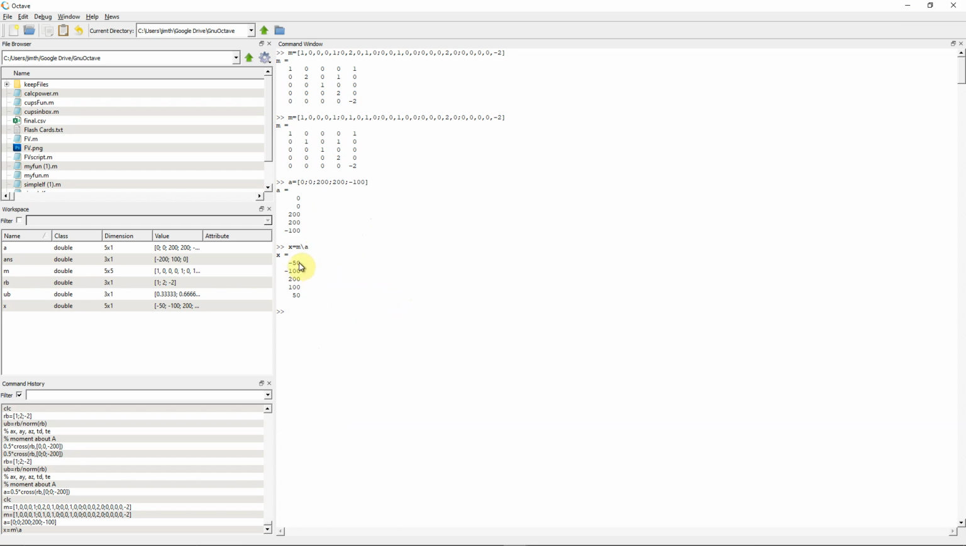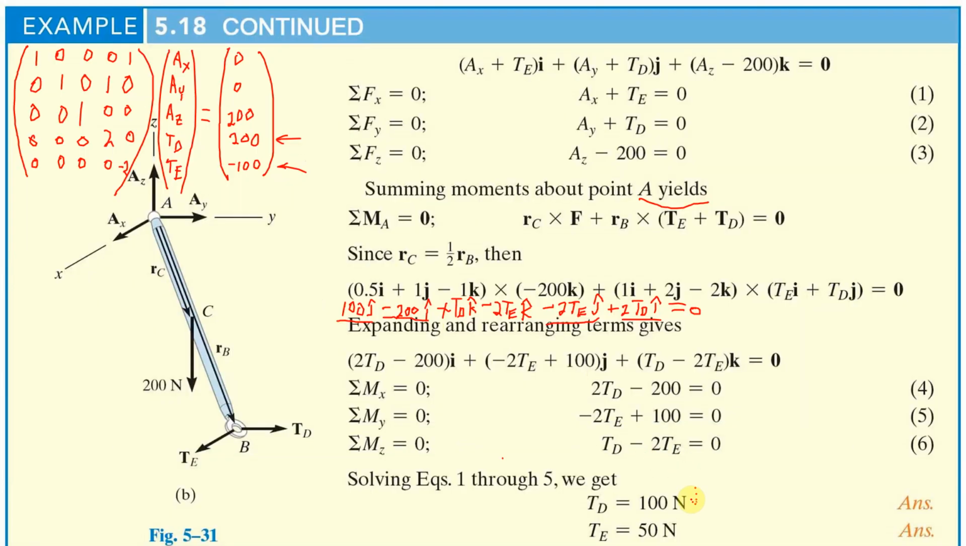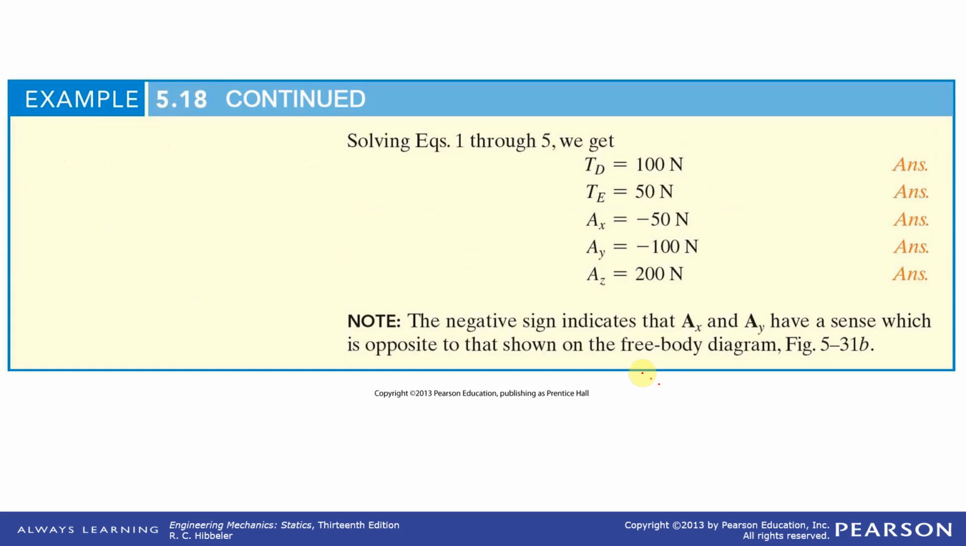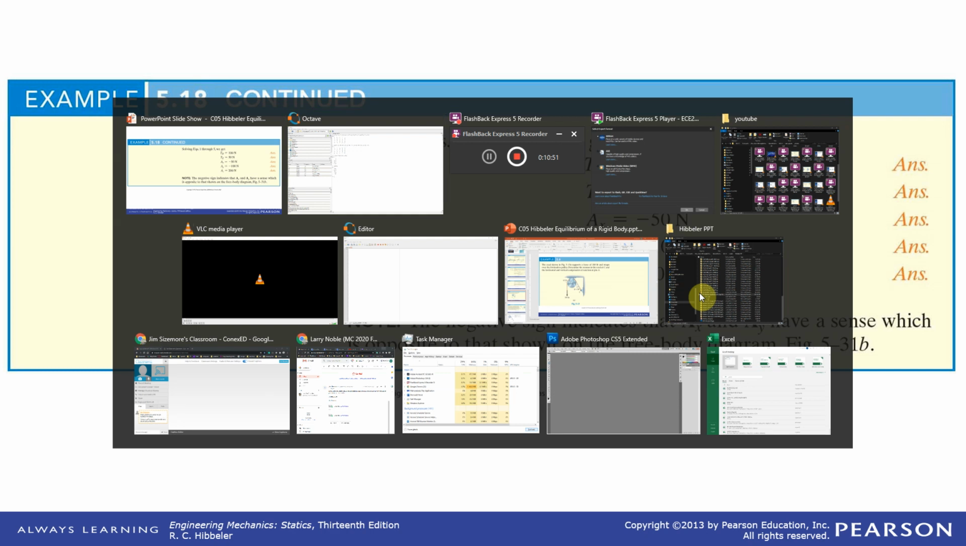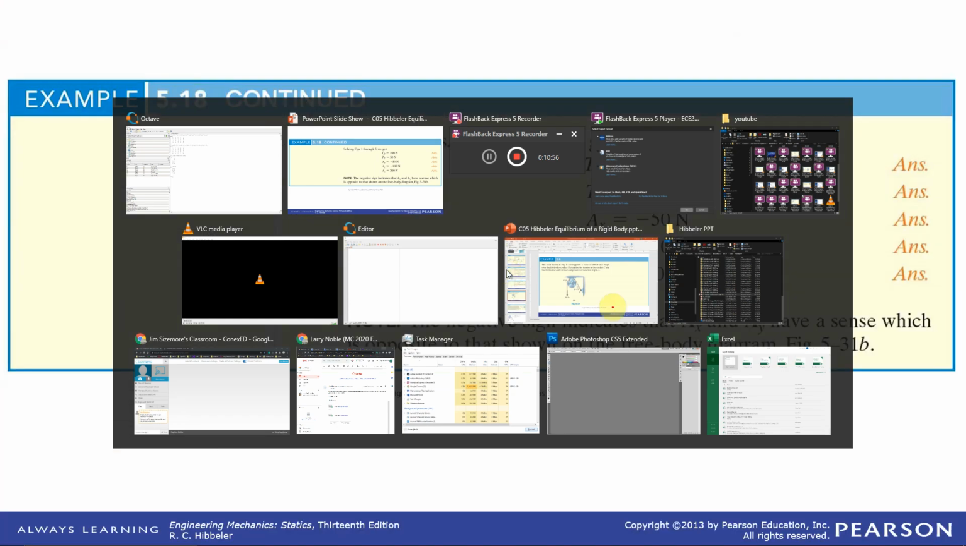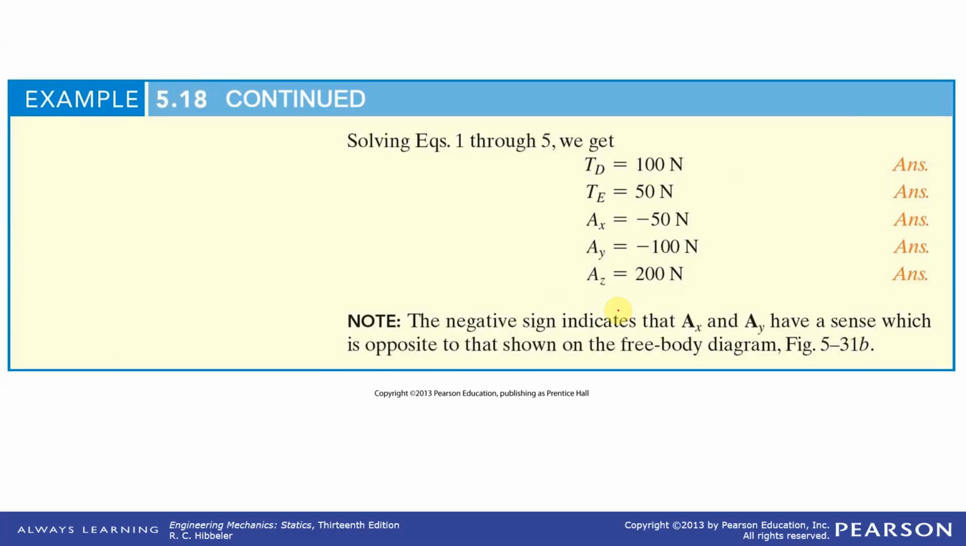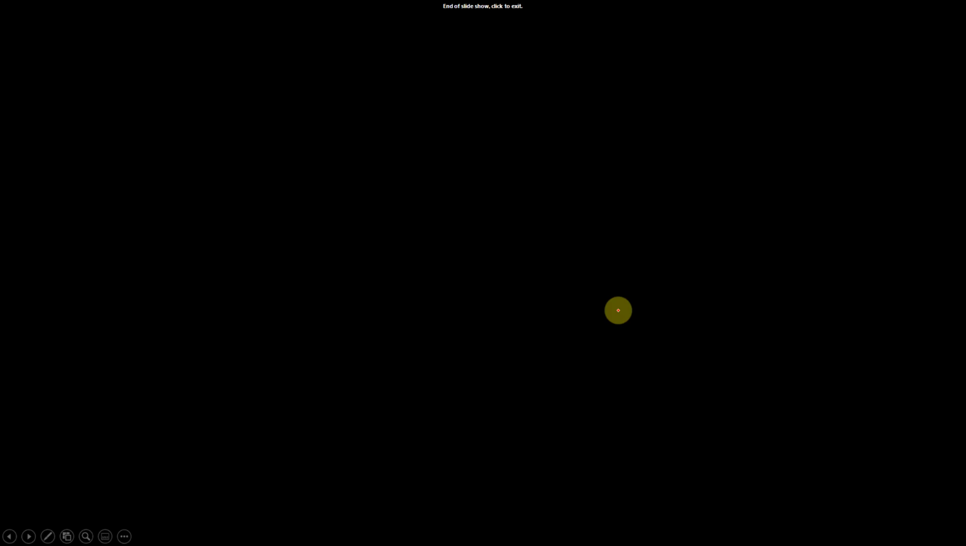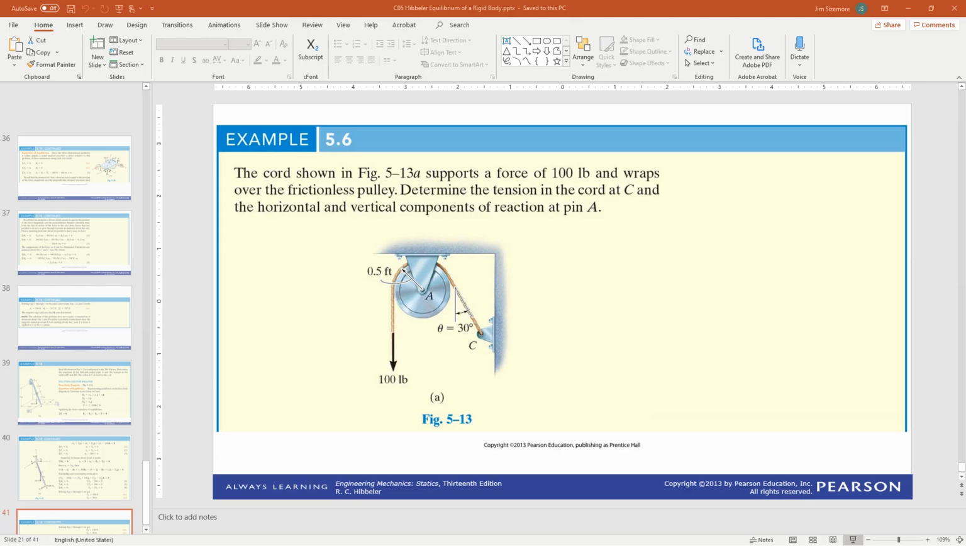So AX negative 50, AY negative 100, AZ 200, TD 100, TE 50. Let's go back here. TD 100, TE 50. Same as the book. AX, AY, AZ: negative 50, negative 100, 200. Okay, so that finishes this problem. How to set it up, and then, of course, how to do number crunching. And end of our discussions, end of this chapter.